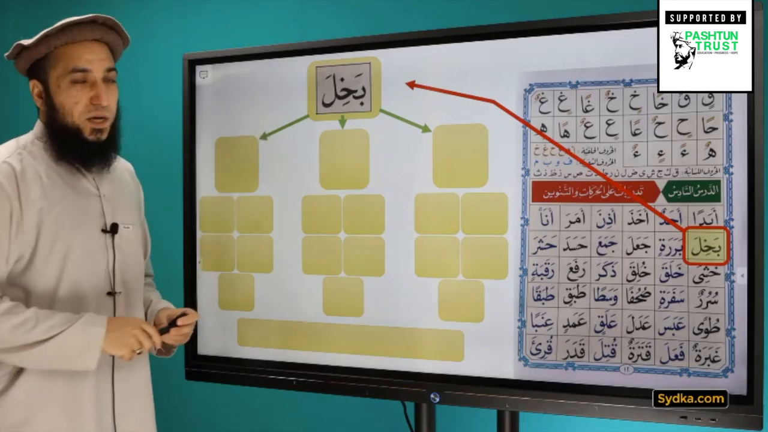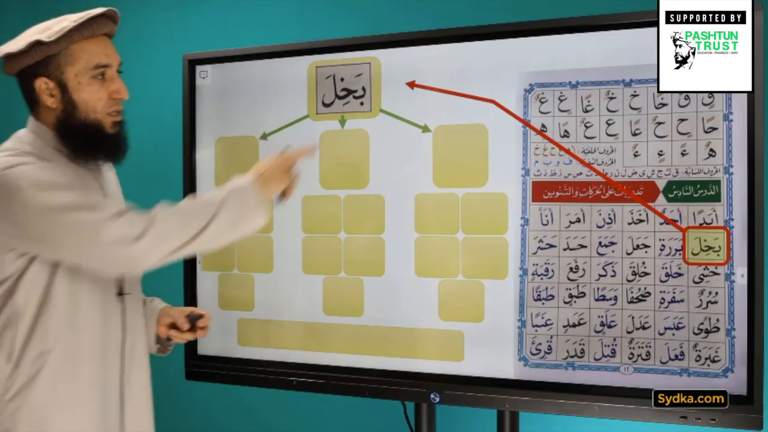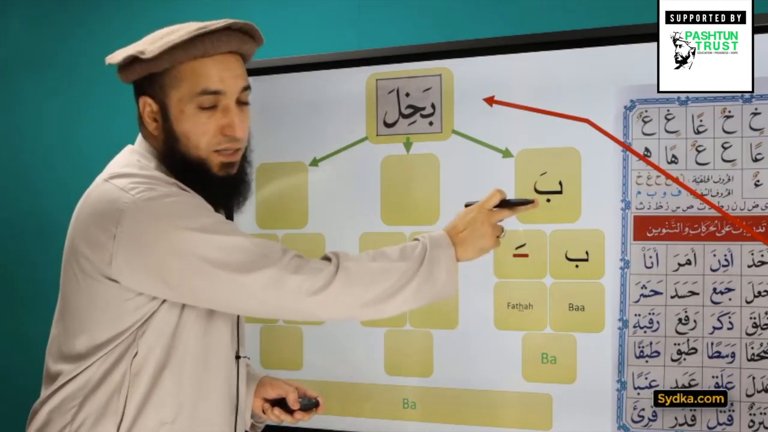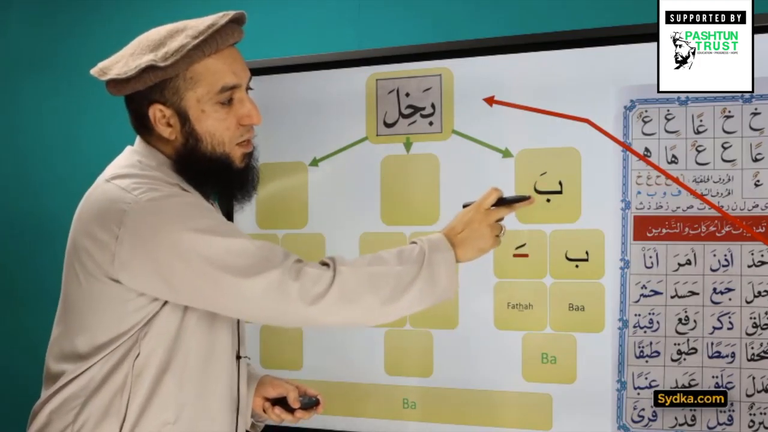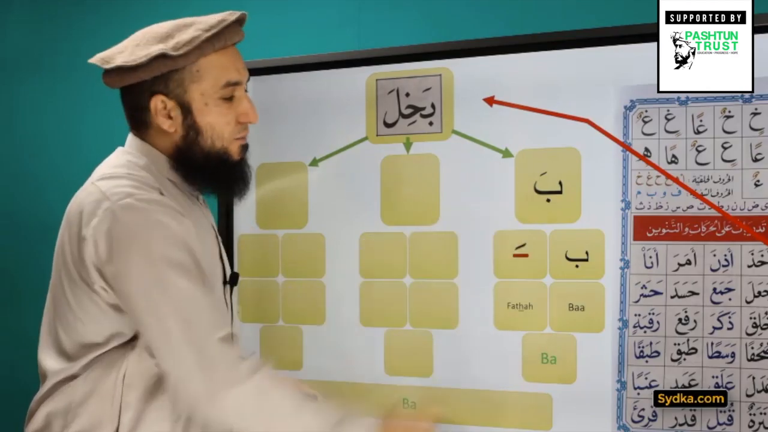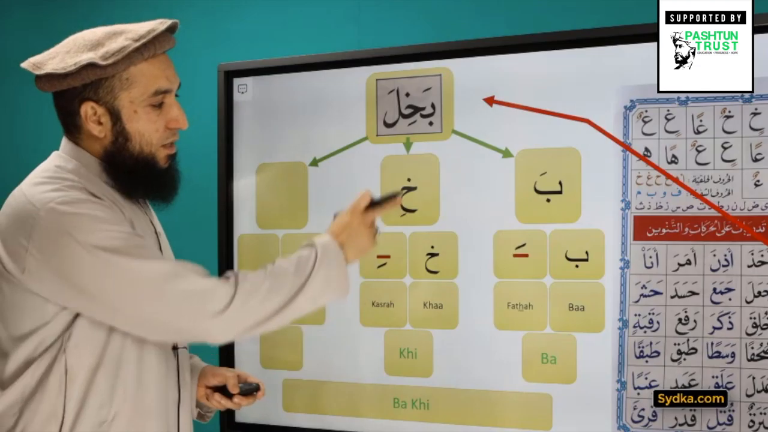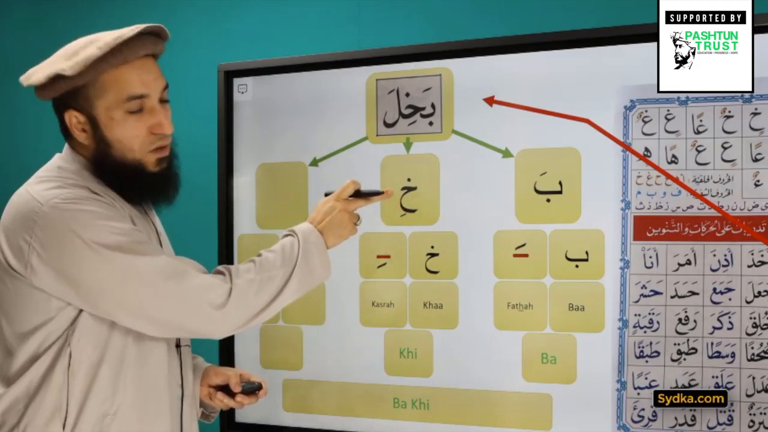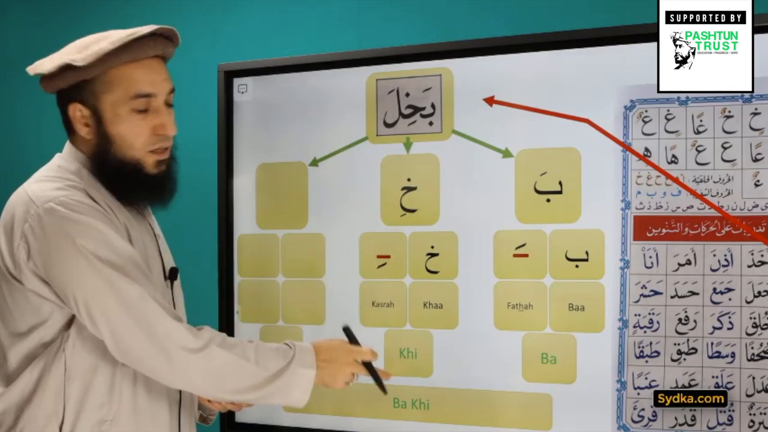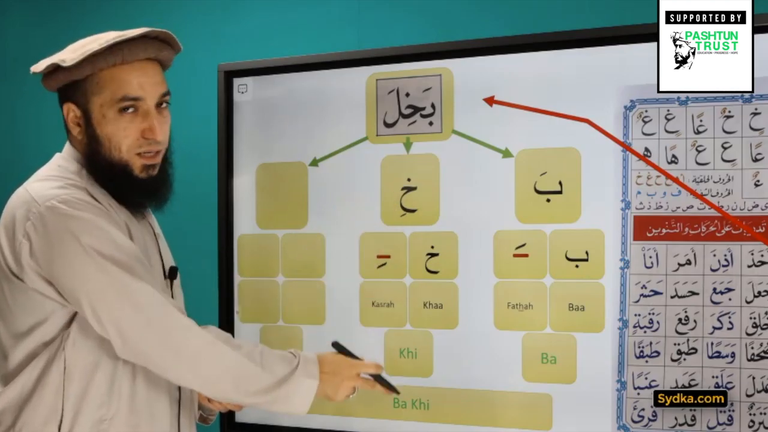So the first word we have is bakhila, and it has three syllables. The first syllable is ba fatha ba, so ba is not silent, and then we have fatha. Ba fatha ba. The second syllable is kha kasra khi. So the kha is not silent, and we have kasra. Kha kasra khi.